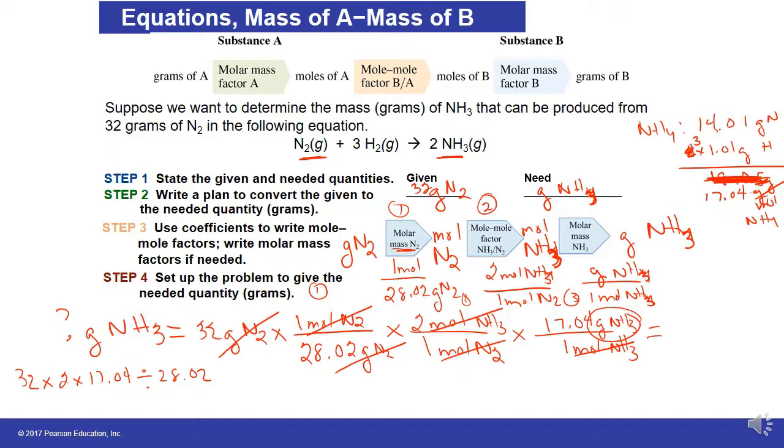And from this, you put all of that into your calculator, you are going to get 39 grams of ammonia. Remember, we need two significant figures. Okay?